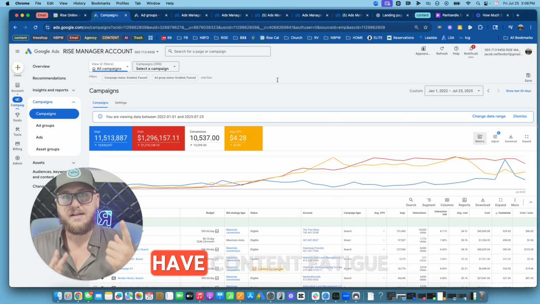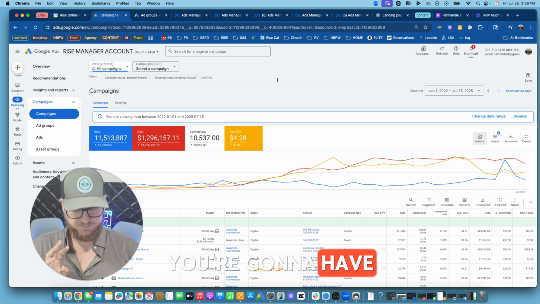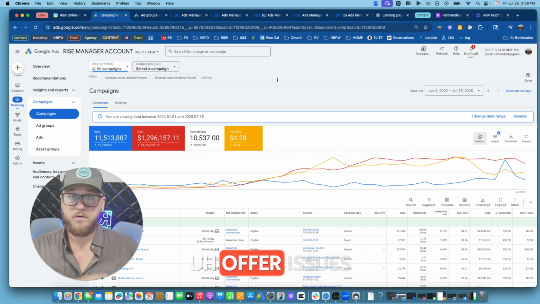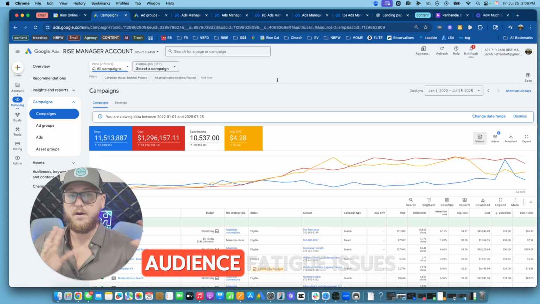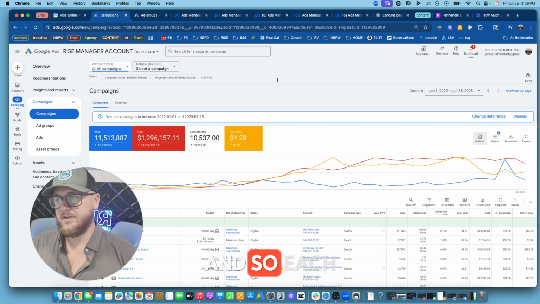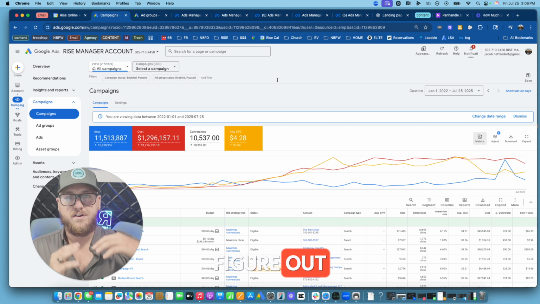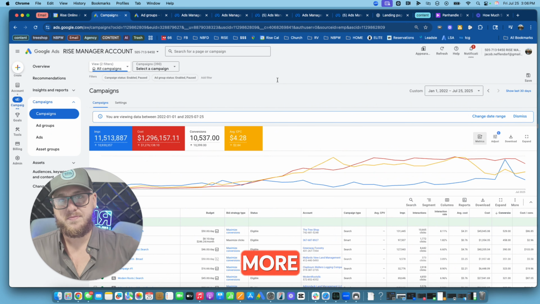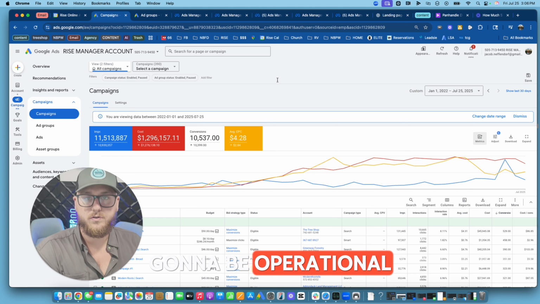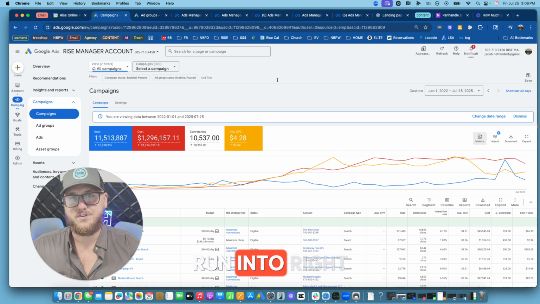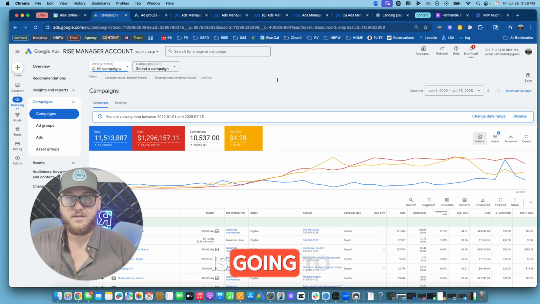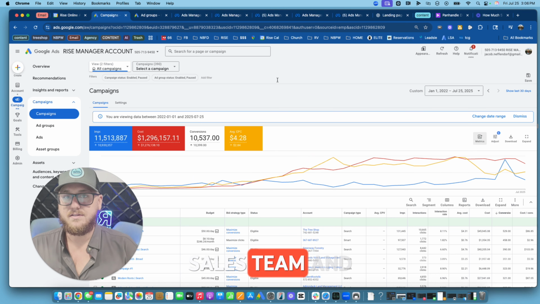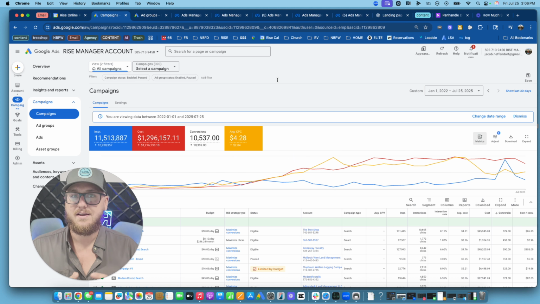You're going to have content fatigue, you're going to have keyword issues, frequency issues, offer issues, audience fatigue issues. And so each time you scale, you have to figure out what's that bottleneck next to allow me to spend more. And then there's going to be operational problems that you run into, right? Like not everybody's going to be able to handle 100 leads in a month if you don't have the right sales team and qualification process in place.